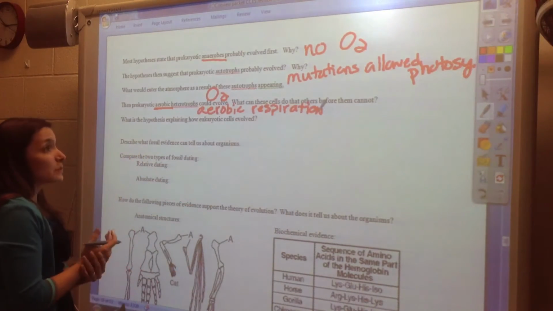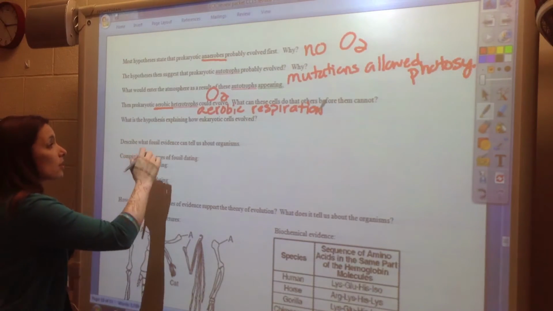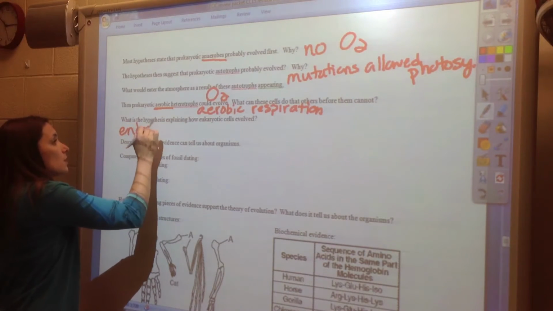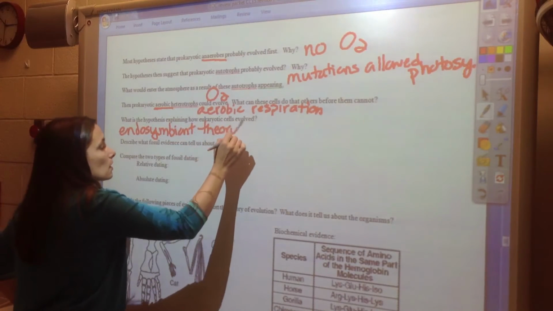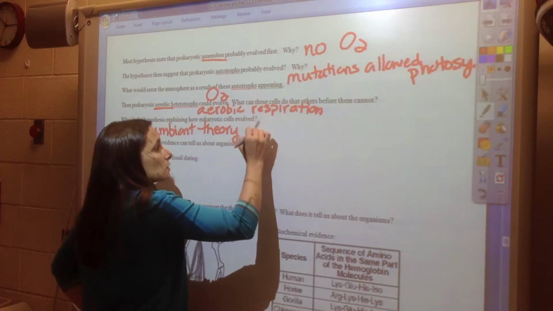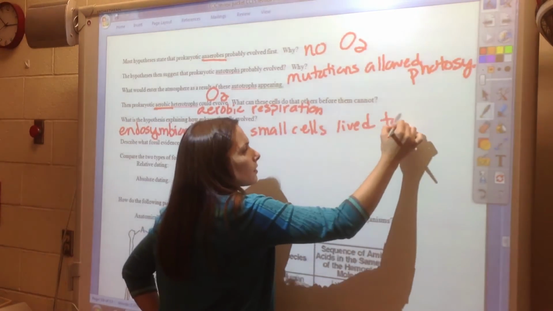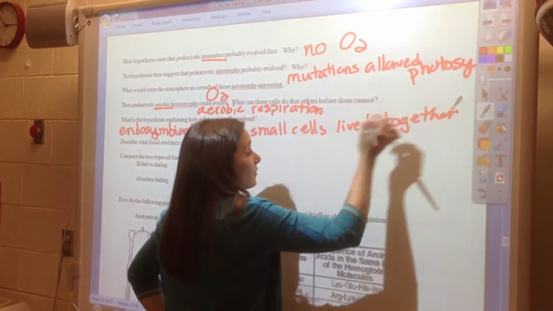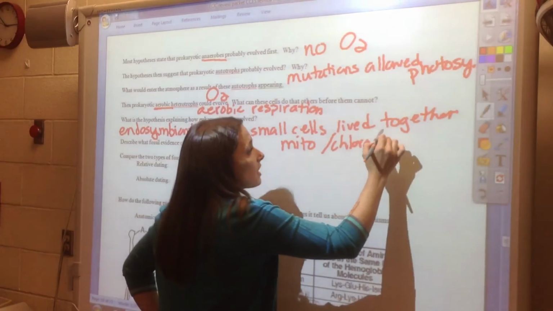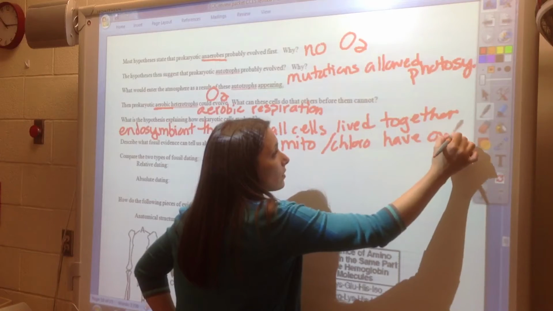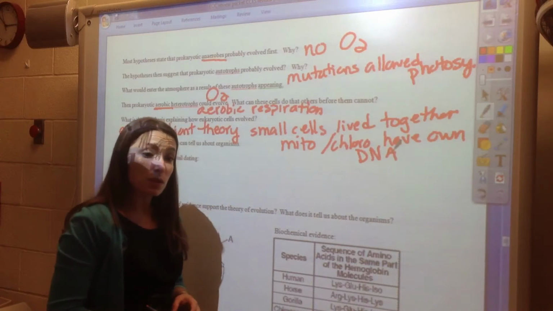The hypothesis that explains how eukaryotic cells, notice these are all about prokaryotic, eukaryotic cells is from what's called the endosymbiont theory. The endosymbiont theory is that small cells lived together. And remember, we have evidence for this. If you look at the mitochondria and you look at the chloroplast, they have their own DNA. And so that's evidence that the mitochondria and the chloroplast might have once been their very own cells.